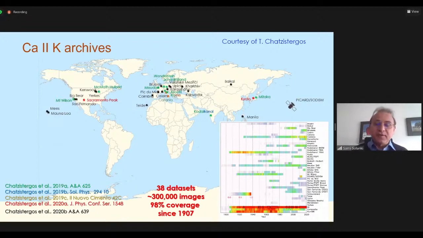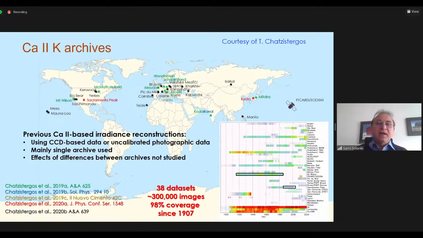Now, people have been using these data in the past, and they have reconstructed irradiance, but there have been some issues with those. They have either used the CCD-based data, which is fine, that's good, but it doesn't go back very far in time. Or you can use the photographic data, and people have generally used uncalibrated photographic data, which is dangerous. Because photographic plates are nonlinear, and calibration is extremely important, but also extremely difficult.